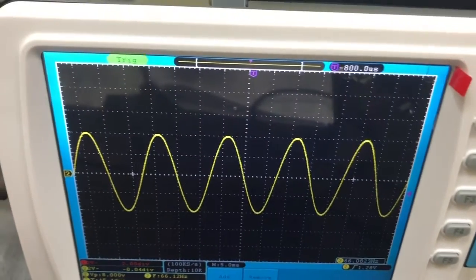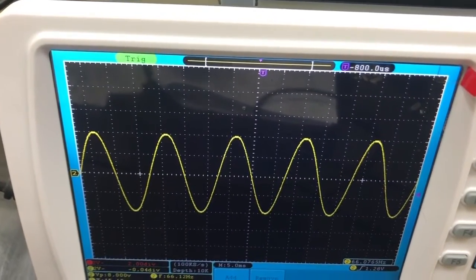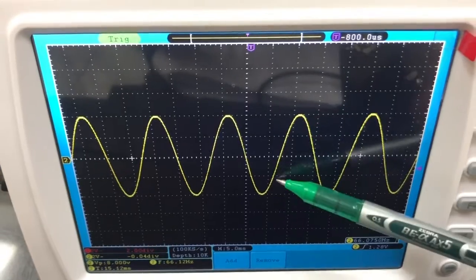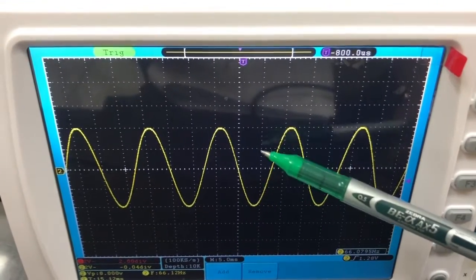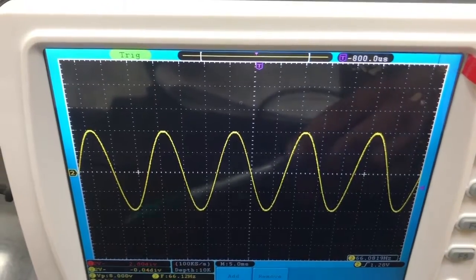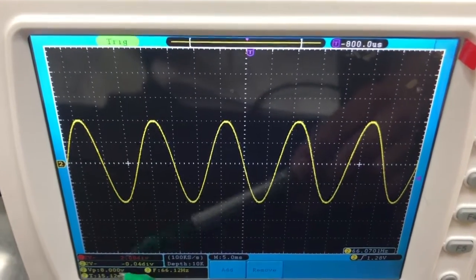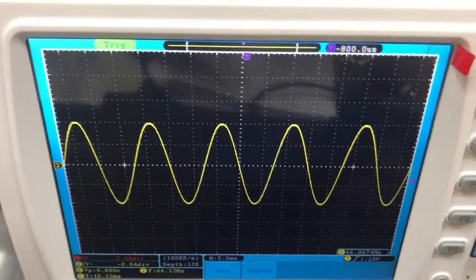Okay, so suppose that I want to measure the amplitude. So from peak to peak, I'll count the number of squares. So I have 1, 2, 3, 4 squares multiplied by 2, which would give me 8 volts. Exactly what I have here.